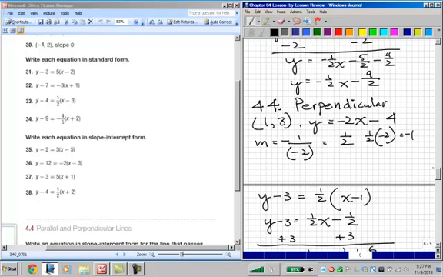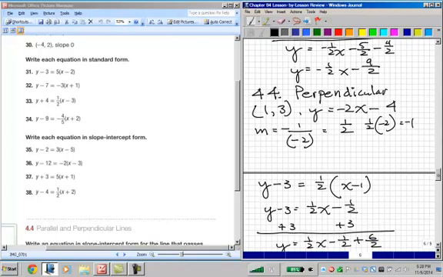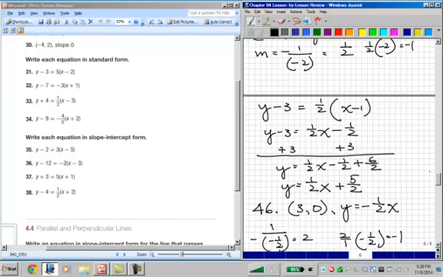If we use point-slope form, y minus 3 equals 1/2 times x minus 1. y minus 3 equals 1/2 x minus 1/2. Add 3 to both sides. y equals 1/2 x minus 1/2 plus 6 halves, which is 3. Combine the negative 1/2 and the 6 halves, and we get y equals 1/2 x plus 5 halves.